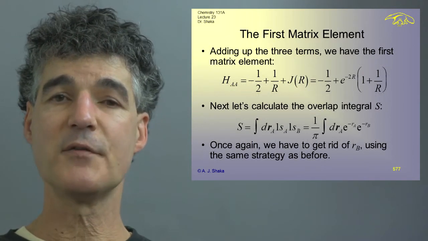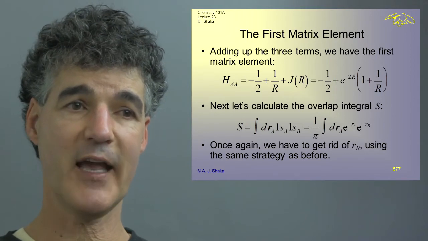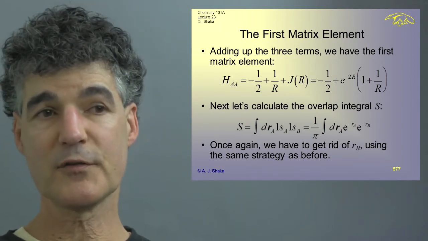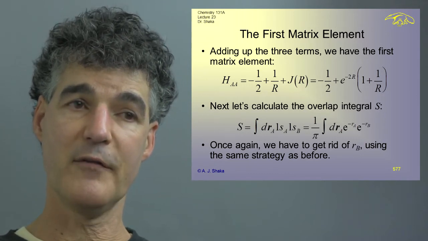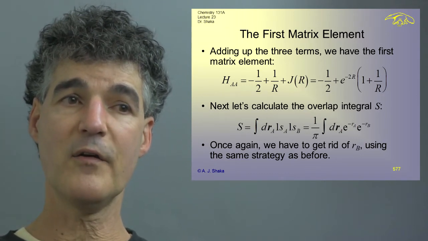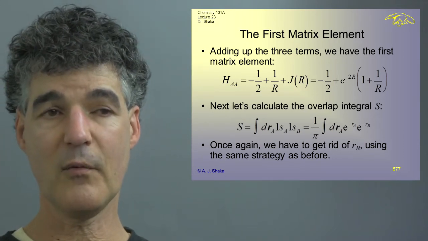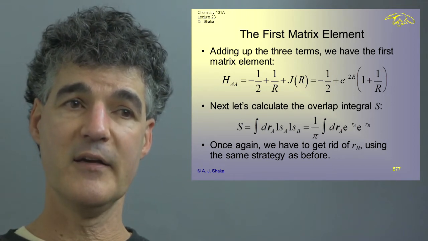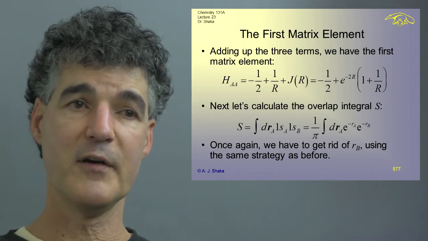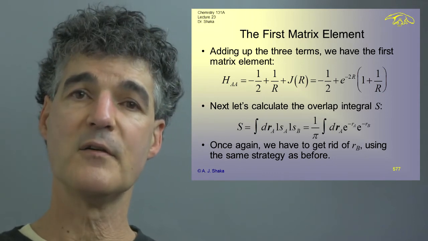And adding up these three terms then, the first term was just the hydrogen atom, minus a half. The last term was 1 over R, and the center term was J of R, and the 1 over R plus 1 over R minus the 1 over R and J of R go away, and so this matrix element HAA is equal to minus a half plus e to the minus 2R times quantity 1 plus 1 over R.